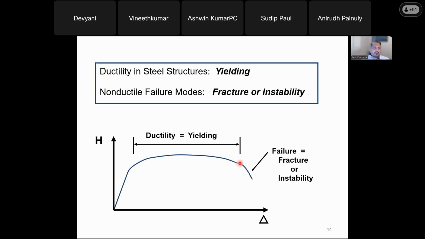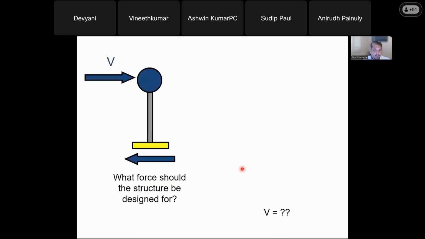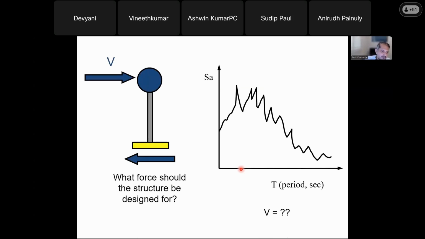All right. So now with these basic concepts, you've got the concept of ductility, and you've got a concept of what actually causes the end of ductility. We can ask the fundamental question: what force should a structure be designed for? And so what it comes down to is, if you have a structure which is, let's say, being shaken by an earthquake, a very simplistic way of looking at it is, let's say we have a response spectrum for that structure, which plots the time period of the structures versus the SA value, or the spectral acceleration. Then what is the V we should use?